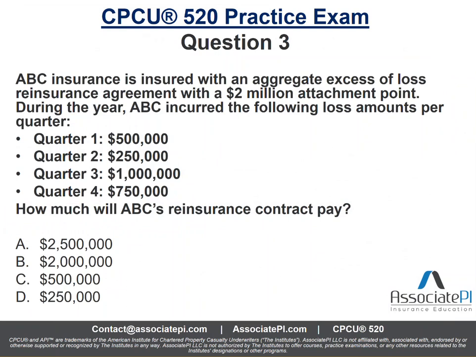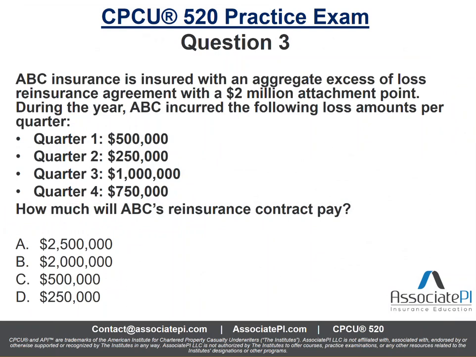So this says, ABC Insurance Company is insured with an aggregate excess of loss reinsurance agreement with a $2 million attachment point. During the year, ABC incurred the following loss amounts per quarter. And it gives you 4 aggregate loss amounts per quarter. How much will ABC's reinsurance contract pay? So this is a tough one.